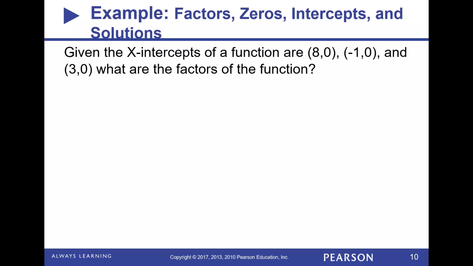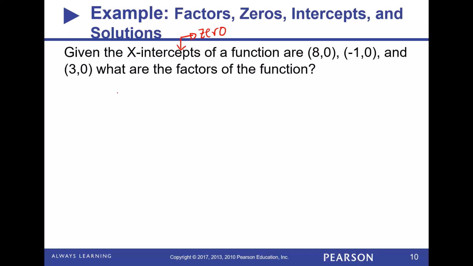So let's say I've given the x-intercepts of the function are (8, 0), (-1, 0), and (3, 0). What are the factors of the function? Okay, so we just found that if something was an x-intercept, AKA a zero of a function, either way, I can change out these words both ways, okay?